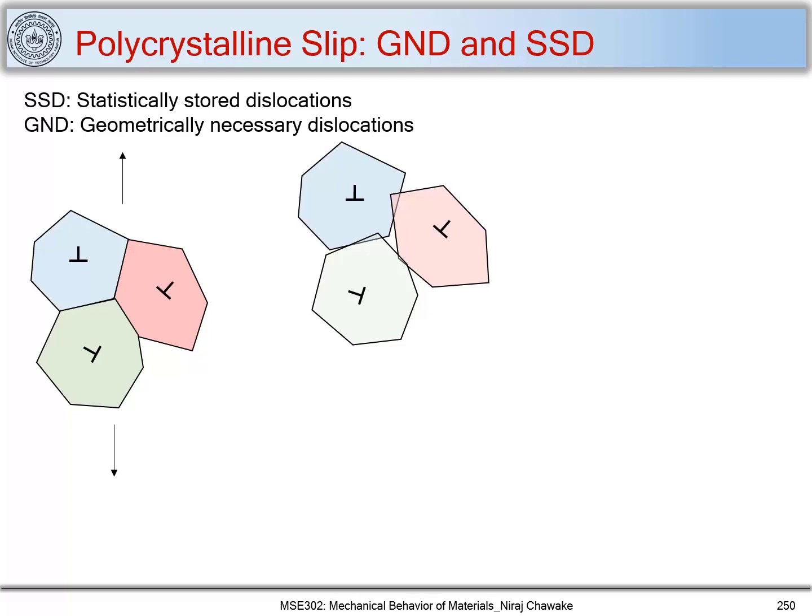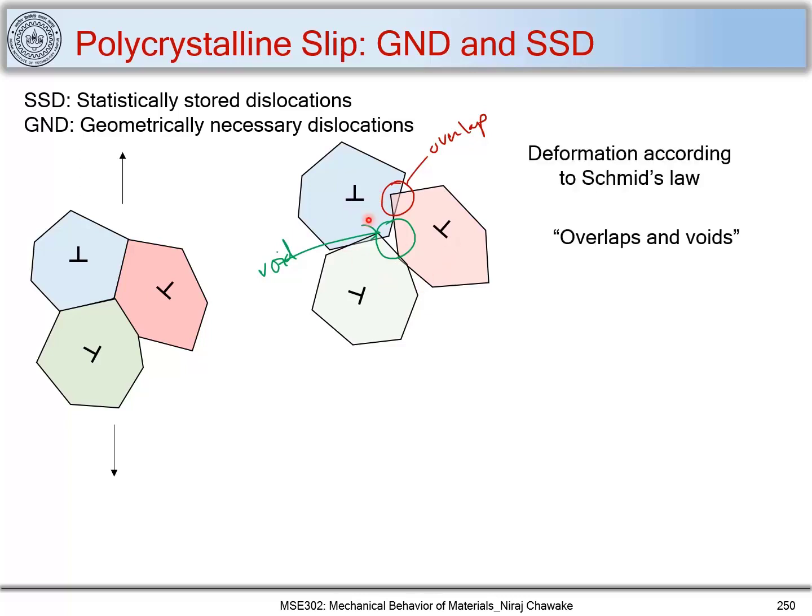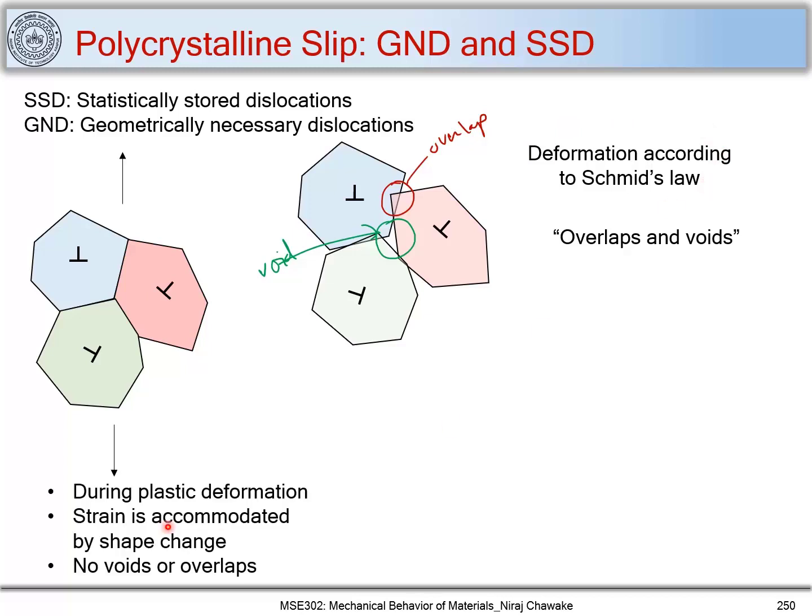So here, let me write it here. So here there is an overlap. Here there is an overlap, and here these are voids which are created. If we consider these grains to deform independently of each other, and thus we have overlaps and voids which are created if we consider the deformation according to Schmidt's law. But in practice, what happens is, during plastic deformation, the strain is accommodated by shape change and there are no voids or overlaps.